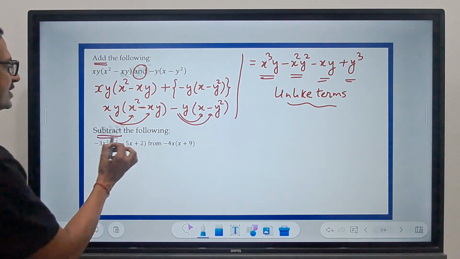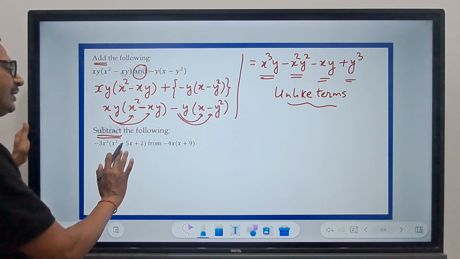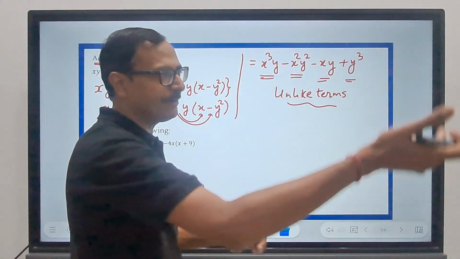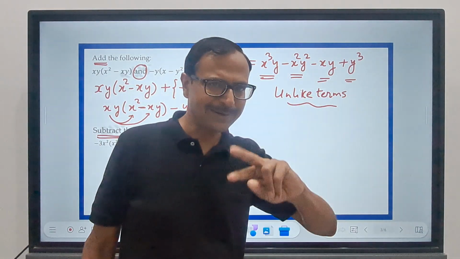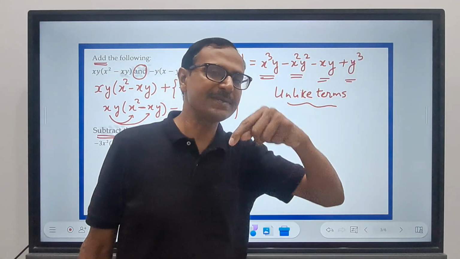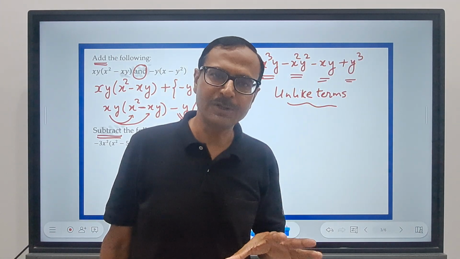Okay, let's see another one. Here we are asked to subtract. So if I ask you to subtract 1 from 5, you are going to do 5 minus 1, right? You will be writing the second one first, and that's what happens in polynomials also.